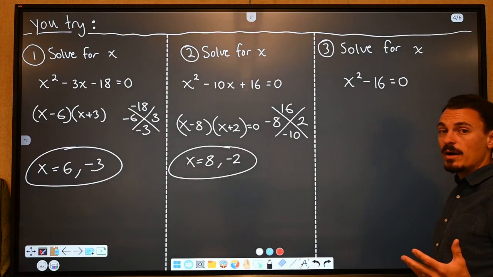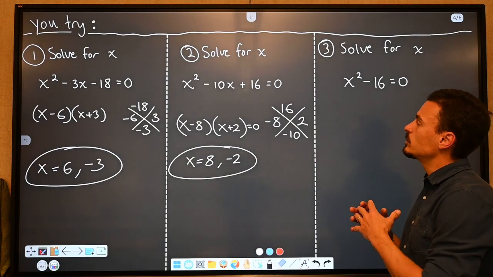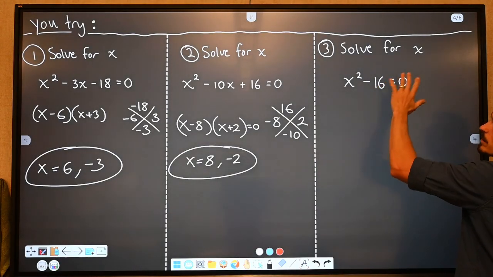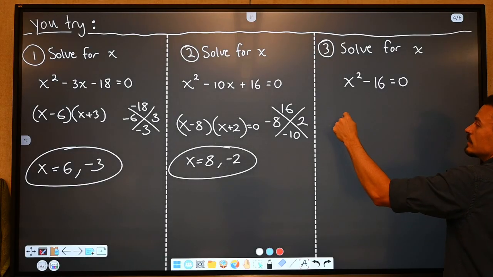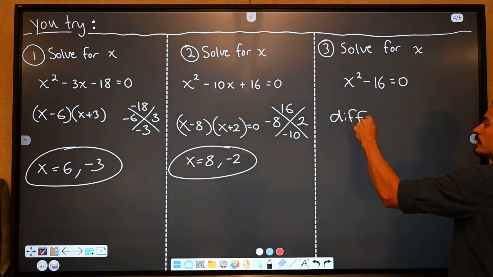Here, I'm guessing you might have had a little trouble with this one. This one right here is the difference of two squares. So if you want to make this one, write this one down in your notes. This is the difference of two squares.